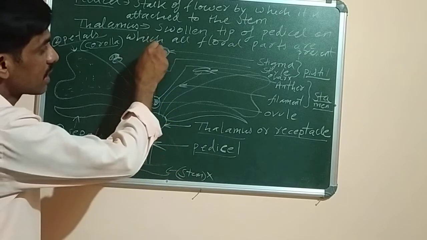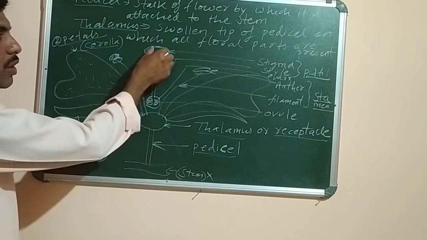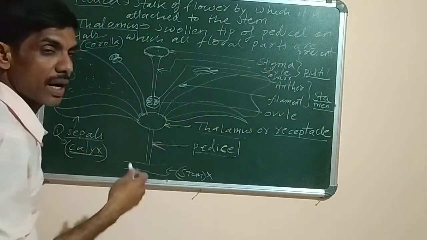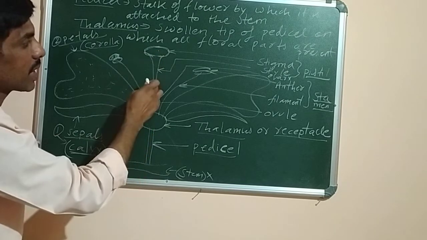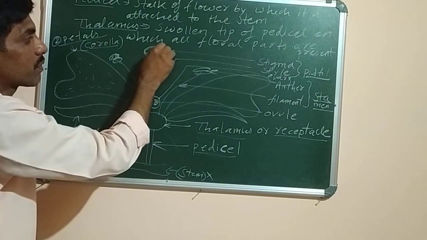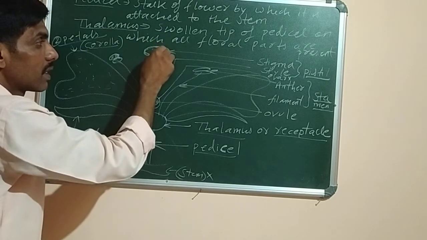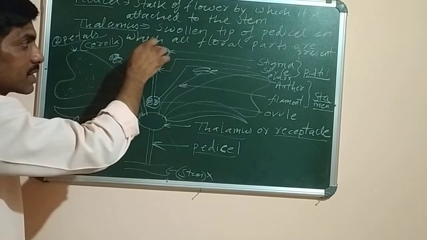Then we have the last part of the flower, that is the central part of the flower. It consists of the female part, that is pistil or carpel. There are 2 names, pistil or carpel, which is further divided into 3 parts. Stigma, which is broad, flat, sticky, so that all the pollens can land here. This is the receiving part of the pollen grains. All the pollen grains will fall here.